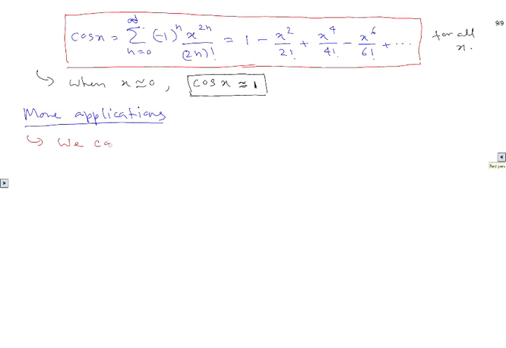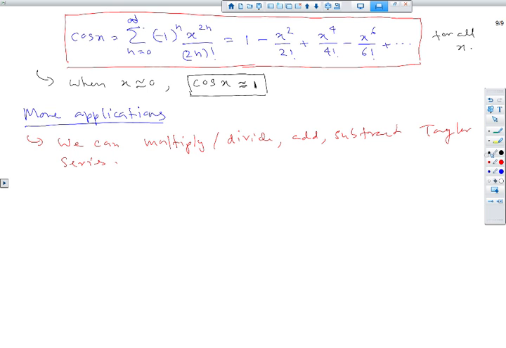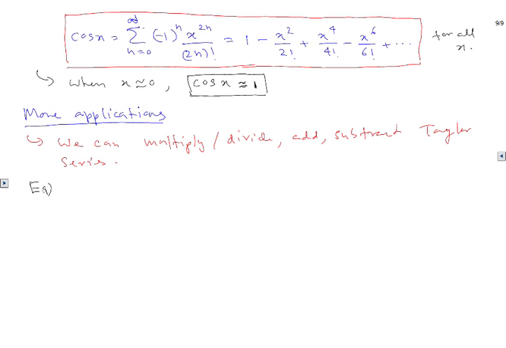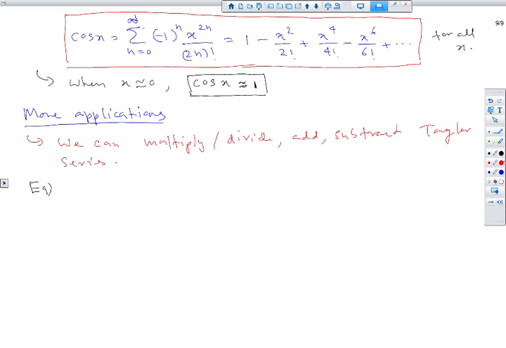So we can multiply, divide, add, subtract Taylor or Maclaurin series. When you say Taylor, it already includes Maclaurin. So we can multiply two together. Let's do one example like that. These are just extra examples.